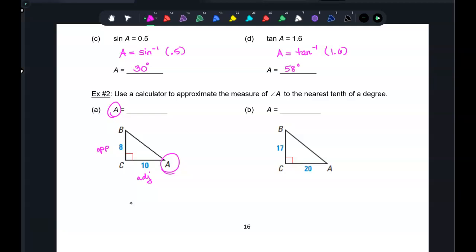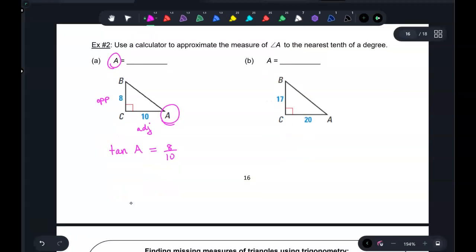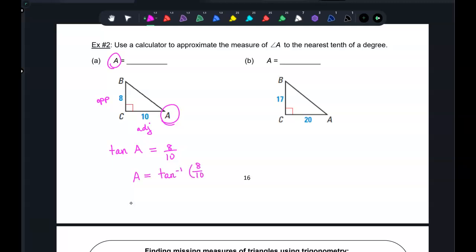I don't know what the hypotenuse is here, right? So is it 8 over 10? It's going to be tangent of A, because that's what I'm looking for, equals 8 over 10. Now, I could reduce that, but you don't need to reduce. I want to isolate A, so I'm going to move the tangent over to the other side, and when I do that, it becomes tangent inverse.